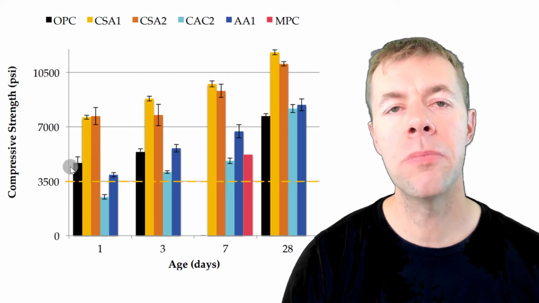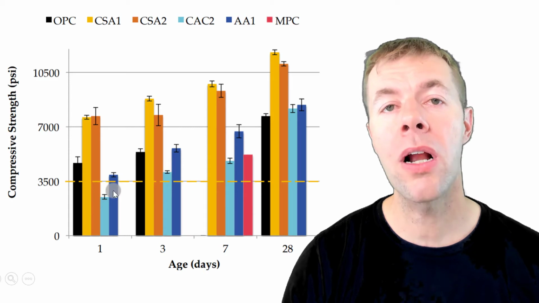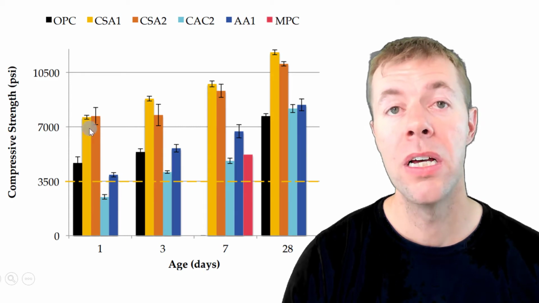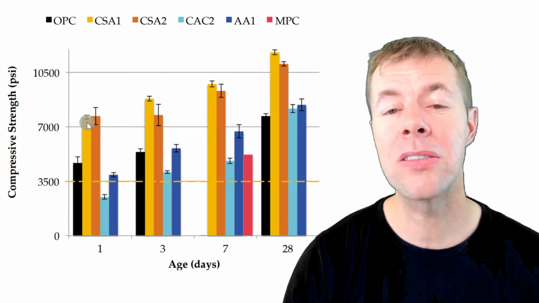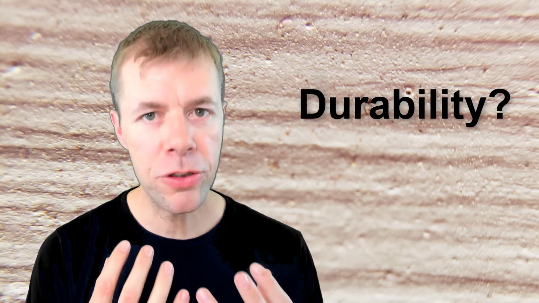And the other ACMs all are different. Some start out a little bit lower than Portland cement. Some are much higher after 1 day. For example, these have about double the strength of Portland cement. So strength is great, but what about durability?